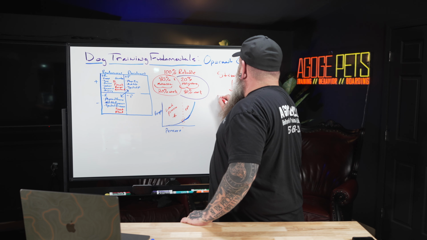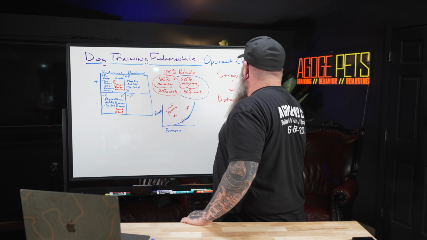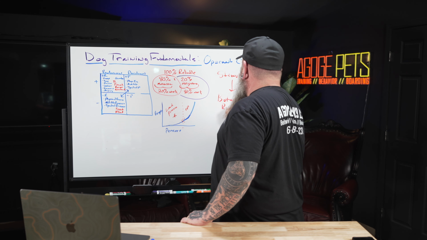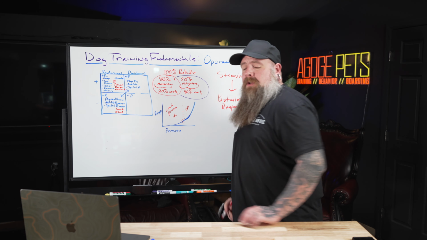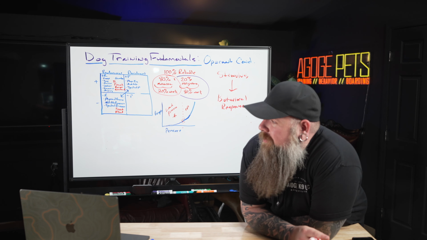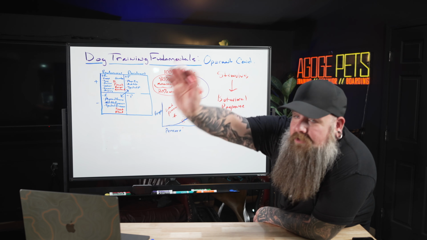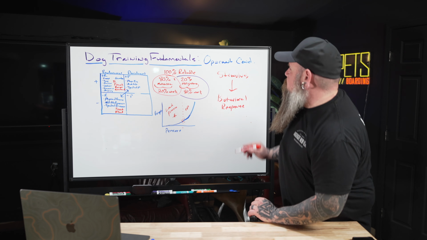After the stimulus, we are going to get some sort of behavioral response. So the dog is going to do something. You say sit, and they're going to look at you and turn in a circle. Or you say sit, and they're going to sit. Or you say sit, and they're going to run and scoot their butt across a rug. Who knows what they're going to do? But they're going to give us some sort of behavioral response.